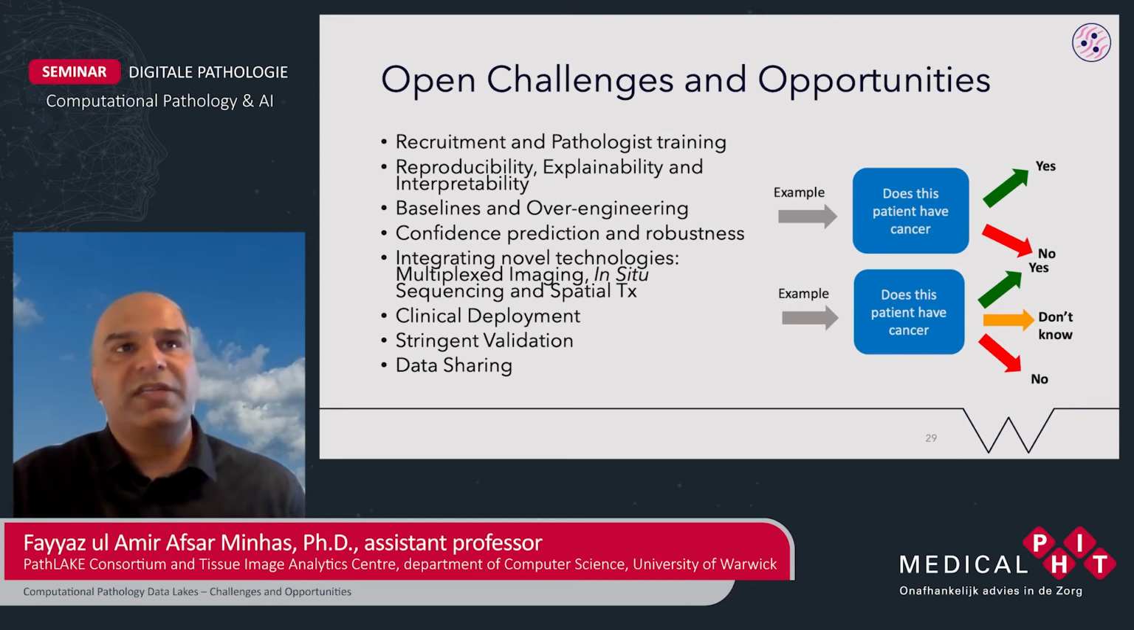We want to do confidence predictions. When you ask a pathologist whether they are sure or not about something, most of the time they would be pretty sure about whether this particular image has cancer in it or not, but they're also happy to consult with other pathologists if they're not sure about something. This is something that we want to build into our algorithms as well.